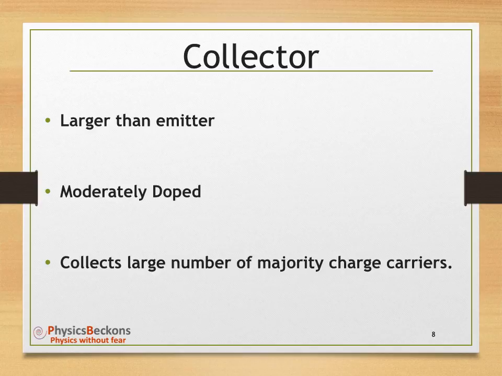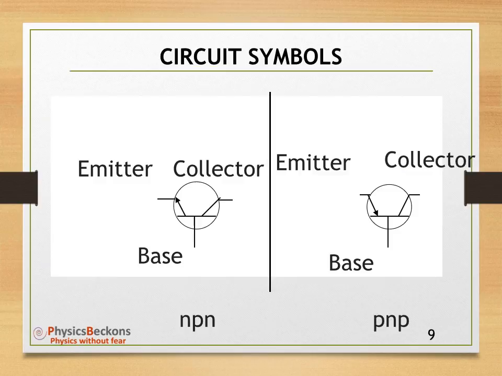The circuit symbols of the two types of transistors are in this diagram. You have NPN. Here the emitter is always represented by an arrow mark. The central region is the base and the third terminal is the collector. Similarly, in PNP, you have this arrow mark on the emitter. The central region is the base and this terminal is the collector. As you can see, in NPN transistor the arrow is pointing outwards and in PNP the arrow is pointing inwards.